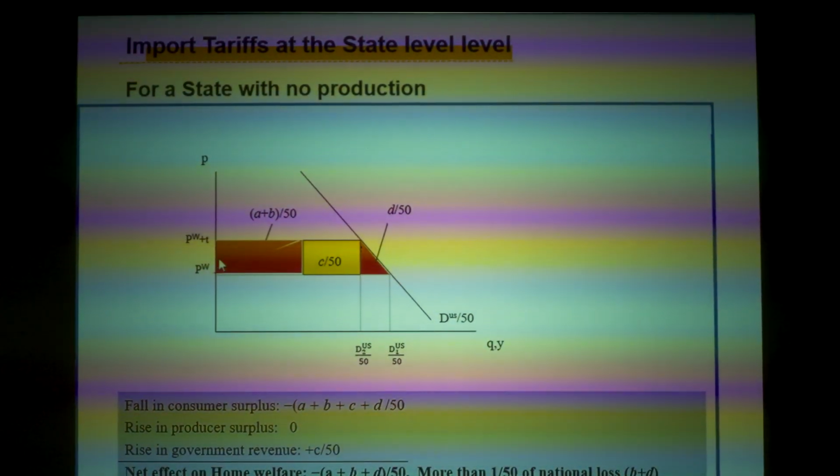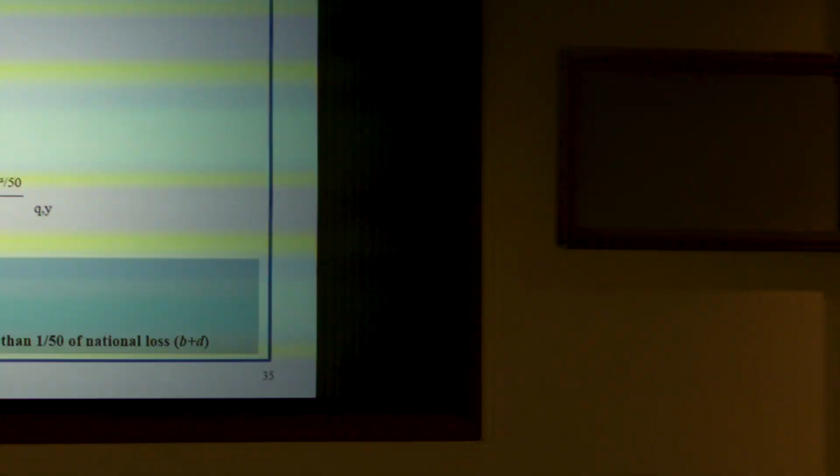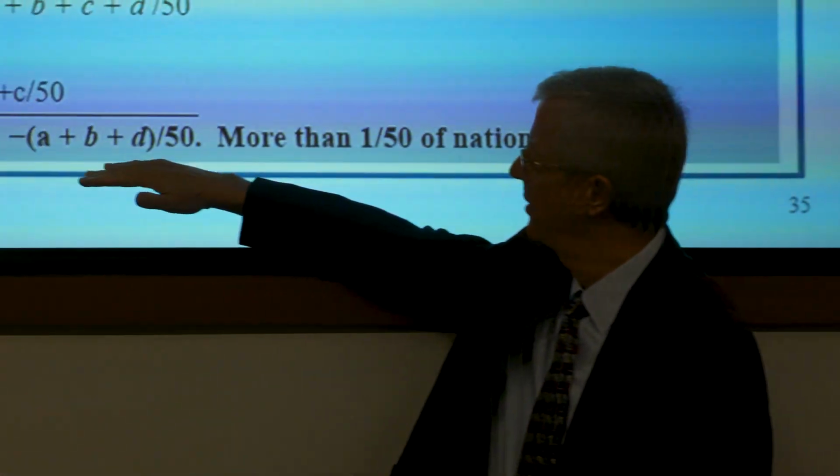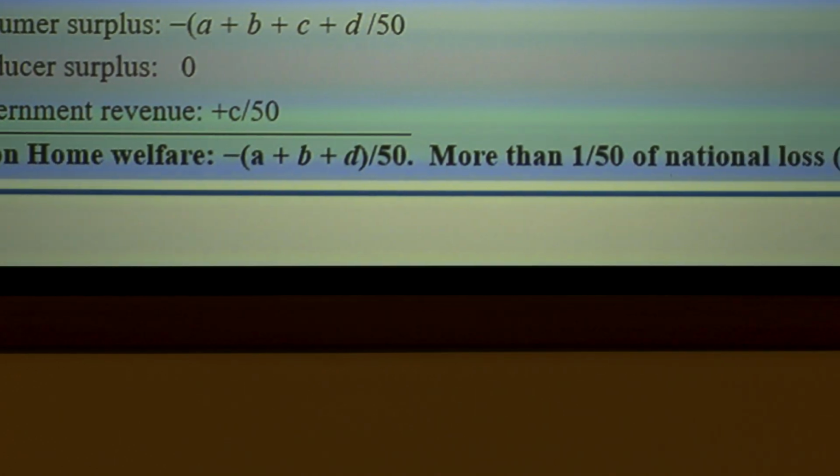The fact that you're actually a big importer of steel just doesn't matter, it doesn't give you any more revenue. You're importing that steel from other states, from Pennsylvania, and that does not give you more revenue. You just get your 1/50 share. So now when you add these up, you've got the fall in consumer surplus, no producer surplus, add that C, and you end up with a rather big loss, negative A plus B plus D over 50. That's that whole red area there. So this state is losing a lot from the tariff on steel. It's not that surprising. It's what you'd expect, but it's just not a diagram we're very used to seeing.